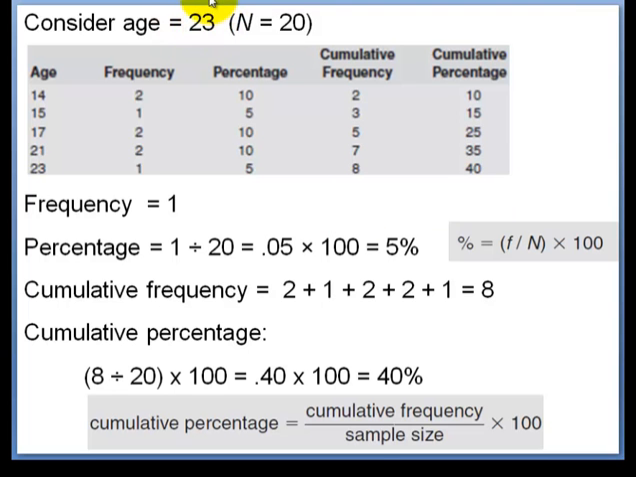So we're going to consider age 23 here. Frequency is 1. What's the percentage who are aged 23? That percentage computes by formula to 5%. Here is our cumulative frequency, which is derived by summing the frequencies, and the final computation uses the cumulative percentage formula. So we take the cumulative frequency of 8, and we divide by the sample size, multiply times 100, and we have a cumulative percentage of 40% who are 23 or younger.